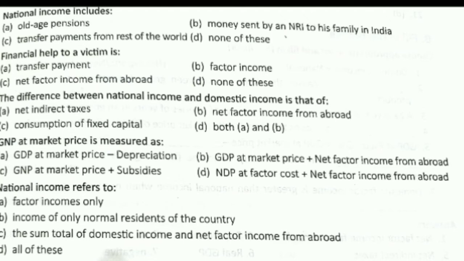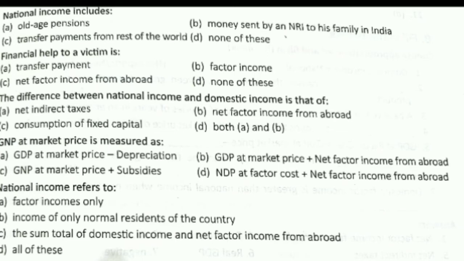Then money sent by an NRI to his family in India. That means an NRI, a non-resident Indian, is working abroad and sending money to his family. For the family, it is not a factor income. For that particular person, for that NRI, it is a factor income, but for the family, it is not a factor income, it is a transfer income, unearned income. So it is also not considered.